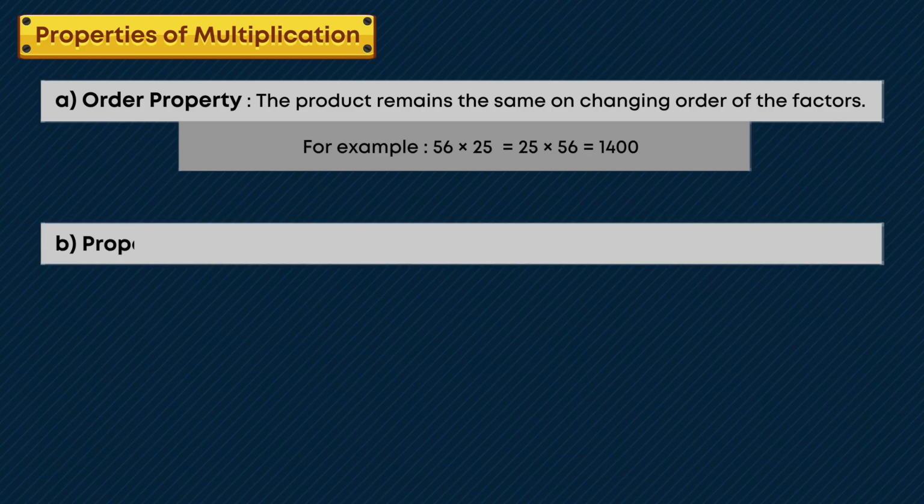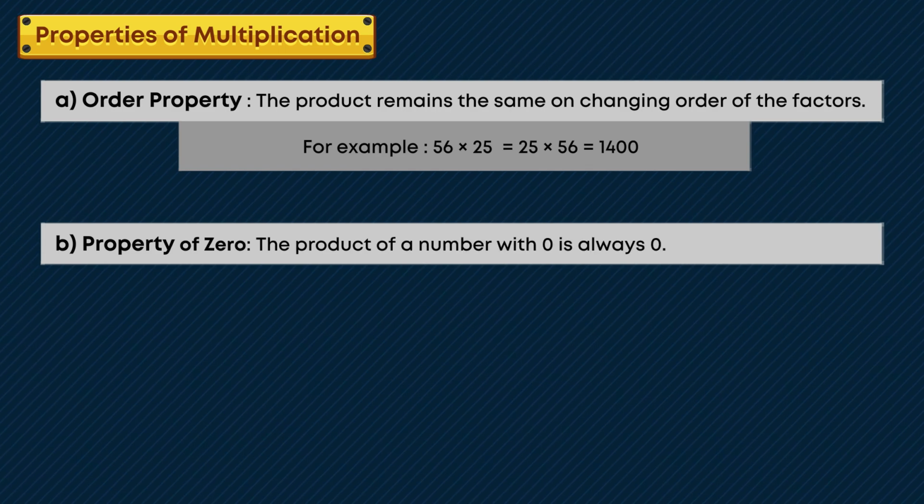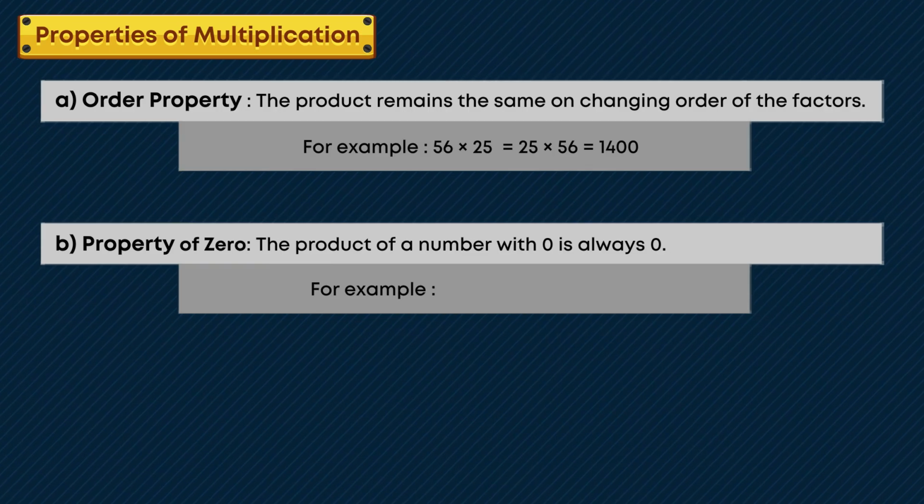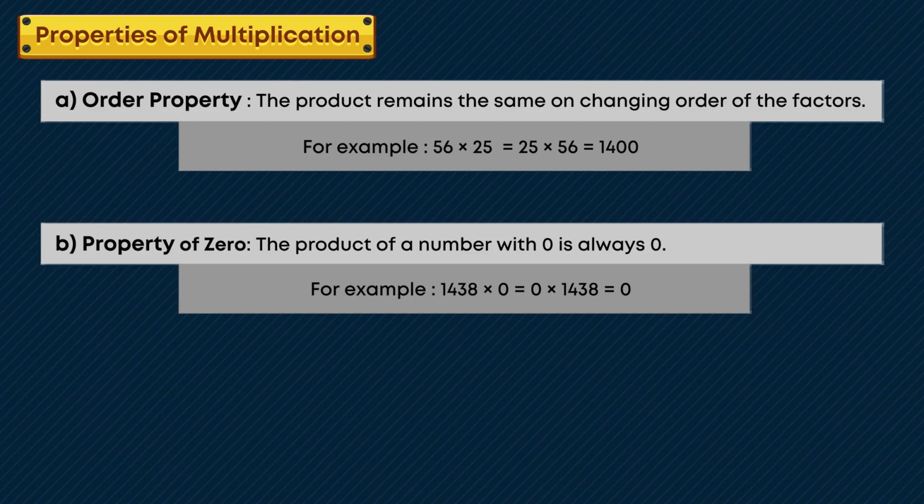B. Property of zero. The product of a number with 0 is always 0. For example, 1438 into 0 is equal to 0 into 1438 is equal to 0.